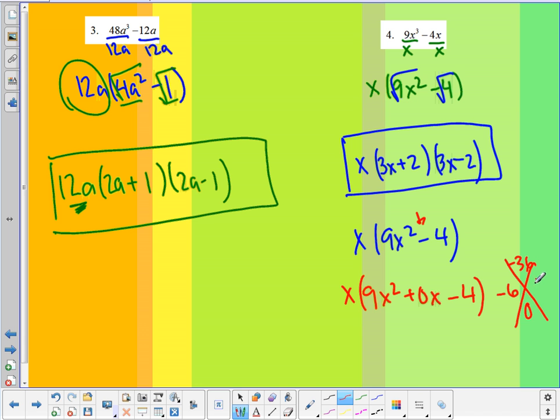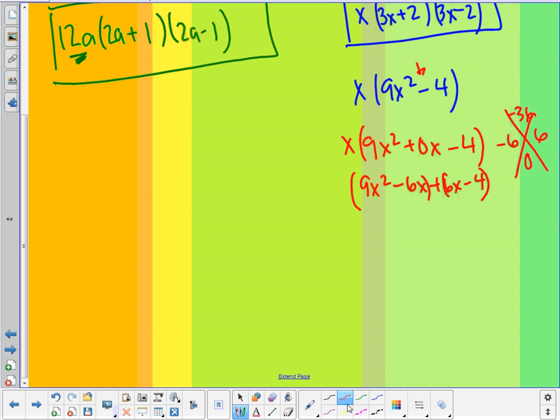You'd get negative 6 and 6. And then I'd split the middle. 9x squared minus 6x plus 6x minus 4. Group them, and keep going. From the first group, I can take out a 3 and an x. So I have 3x out front. That leaves me with 3x minus 2. Then I can take out a 2 there, leaving me with 3x minus 2.